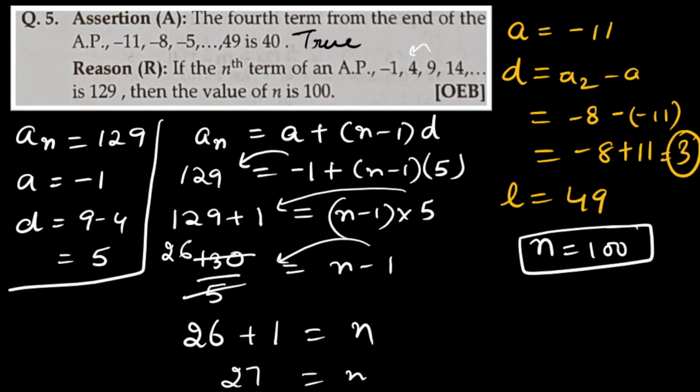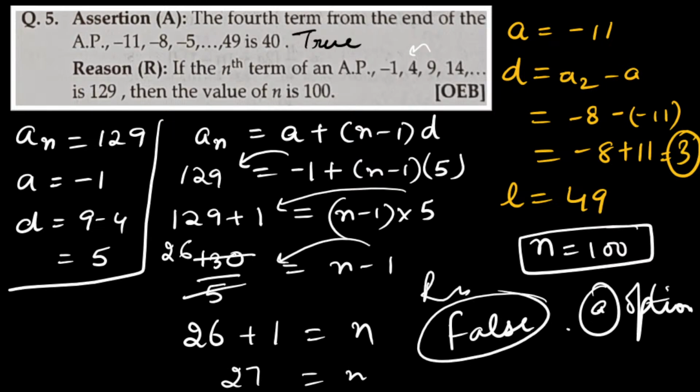So is it true? They are telling n should be equal to 100, but we are getting n's value equal to 27. So that means R is false. A is true, R is false. So A option is the correct answer of this one. So here we have completed assertion-reason based type of questions also. Tomorrow morning we will do subjective type of questions of AP.